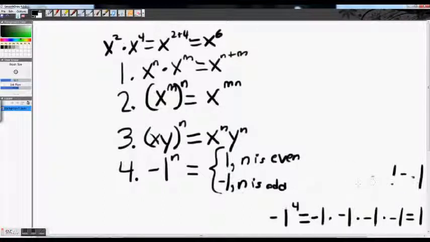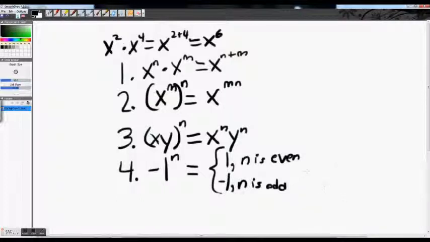We should also discuss one more property related to our first property. Our first property talked about what happens when we multiply two exponents of the same base. Our fifth property concerns what occurs when we divide exponents of the same base.